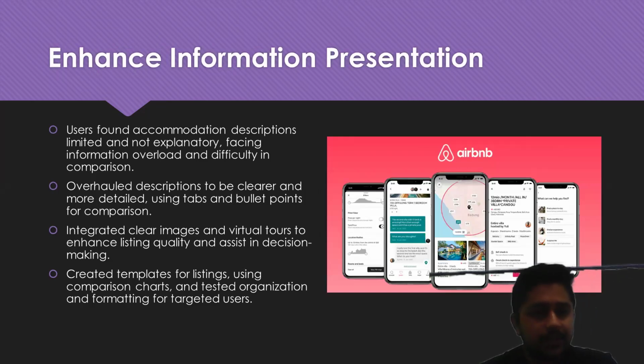Enhance information presentation. Users found accommodation descriptions limited and not explanatory, facing information overload and difficulty in comparison. So the aim is that users don't have any difficulty in comparison. Descriptions are overhauled to be clearer and more detailed, using tabs and bullet points for comparison. Clear images and virtual tours are integrated to enhance listing quality and assist in decision making, and templates for listings using comparison charts were created and tested for organization and formatting with targeted users.